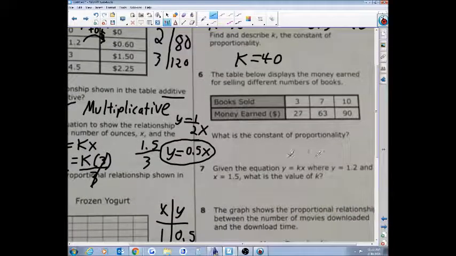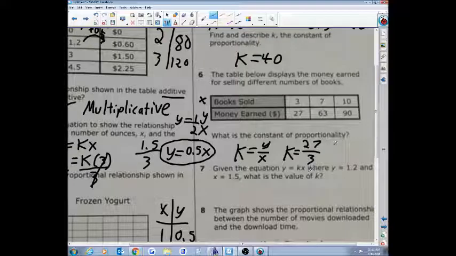Okay, the table below shows money earned for selling different numbers of books. What is the constant of proportionality? So this is our x, and this is our y. Independent, books sold. Dependent, the money earned. The money earned is dependent on the number of books sold. So remember we've got k equals y over x. In this case, when y is 27, x equals 3. Or we could have said when y equals 63, x equals 7.